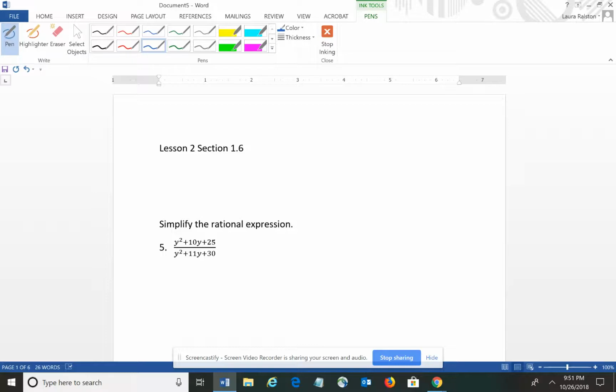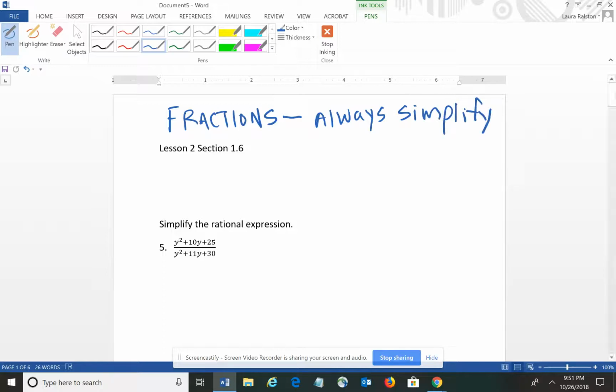And one thing I want to mention as we begin this is we're talking about rational expressions, which is very similar to the concept of a fraction. Basically, a rational expression is a fraction because it's anything that can be written as a polynomial divided by or over a polynomial. And so a couple things we know about fractions: you want to always simplify them. You always want them in simplified form. And so that is also true of rational expressions.